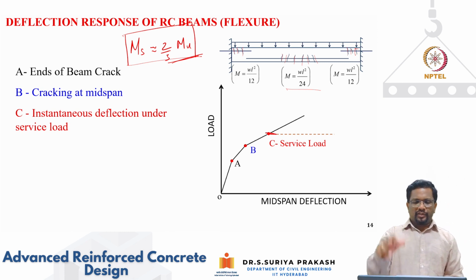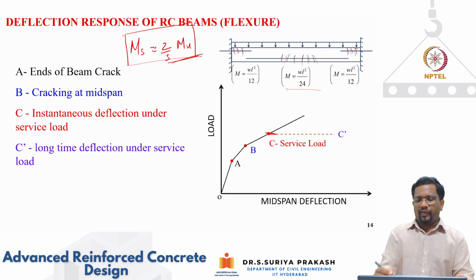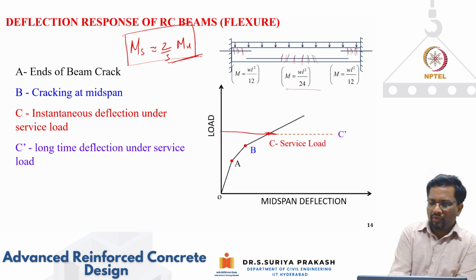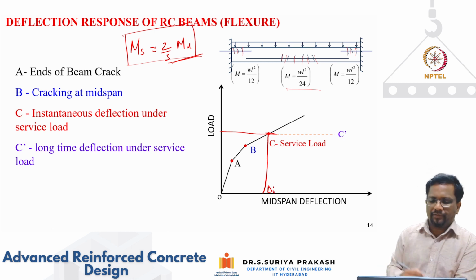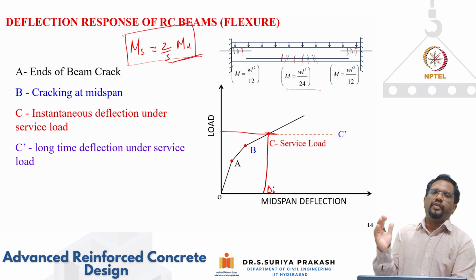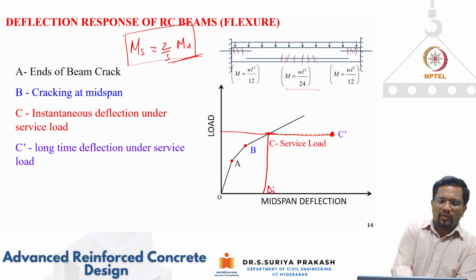Instantaneous. So at this location, because of this applied load, you're going to get some instantaneous deflections under the service load. Now, if I keep the same load, so this is your instantaneous deflection, let's say delta I. But if the load remains constant, doesn't mean that the deflection will remain constant. The deflection will start increasing and it will go to this point. So these are called long-term deflection due to service.